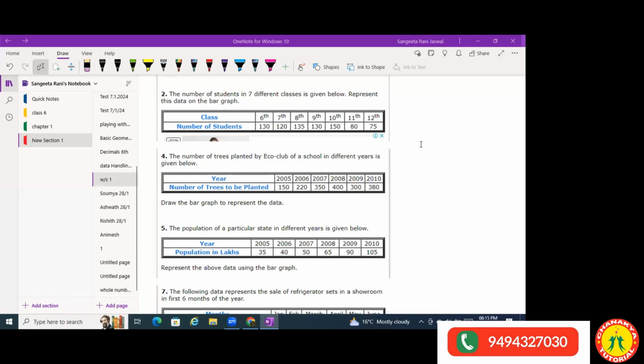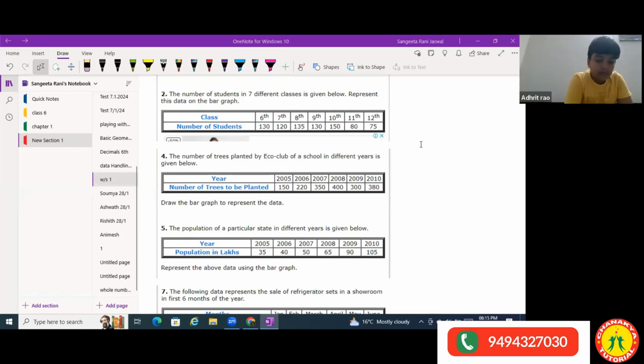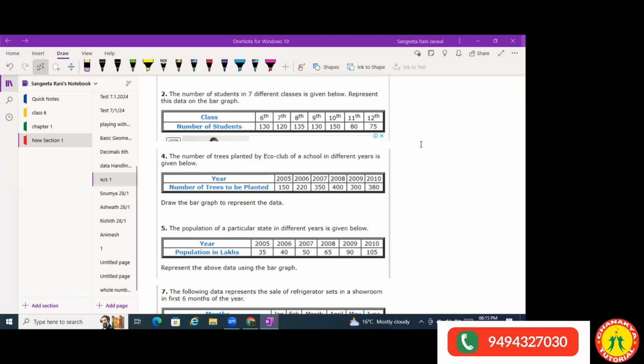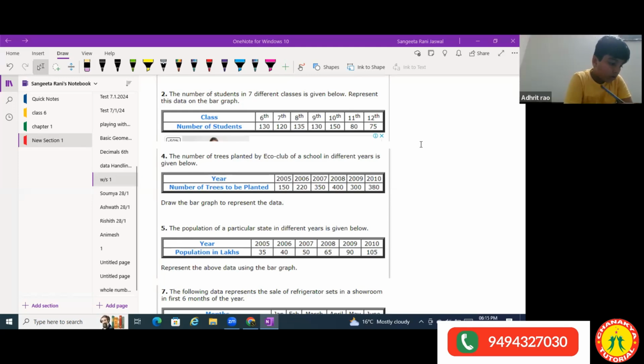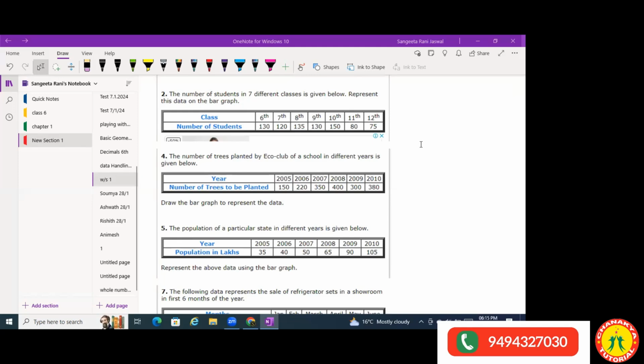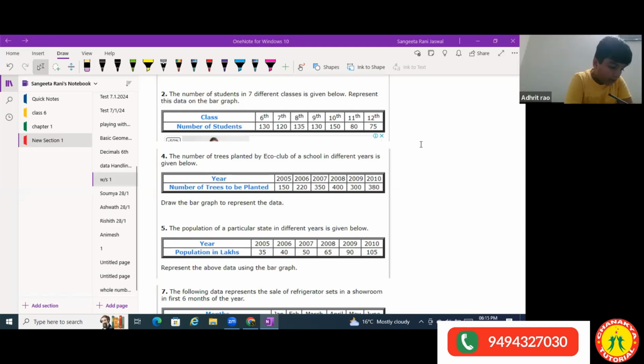Okay, but the difference is 130. How much have you taken as 1 unit? You have taken 1 unit as 20. Yes, ma'am, 20 gap. Then what are your readings there? Please read out. What have you taken on y-axis? Read the numbers. 20, 40, 60. Ma'am, actually I took 25.